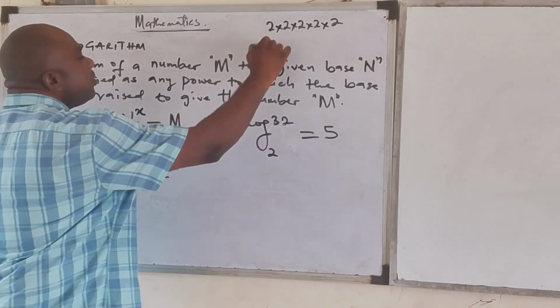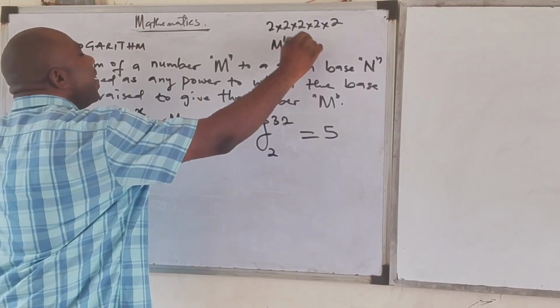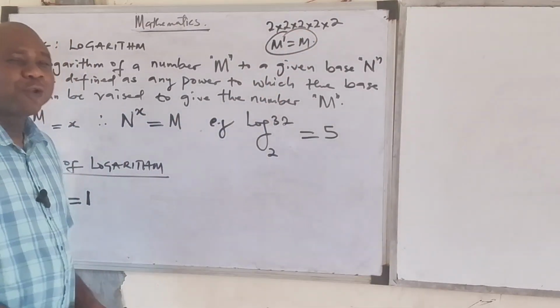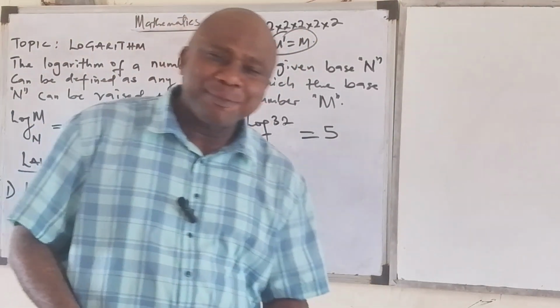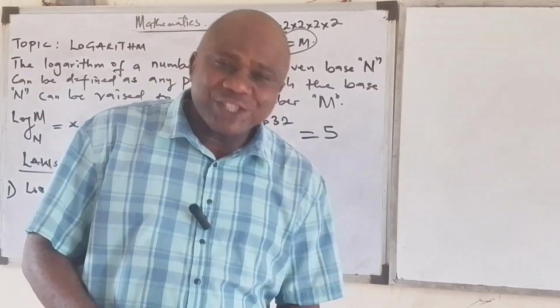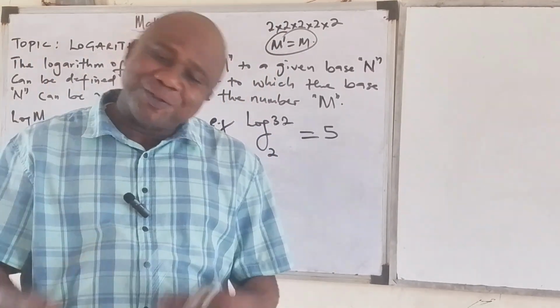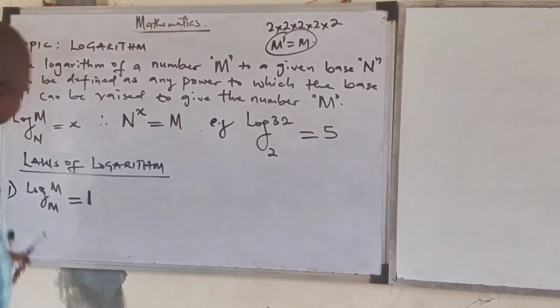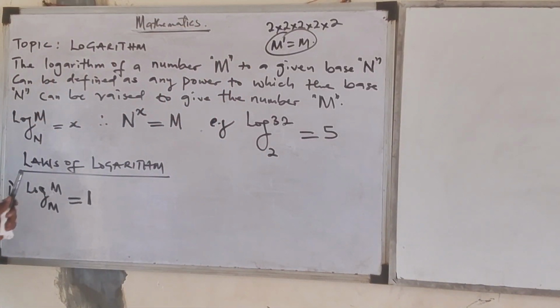Yes, m raised to the power of 1 is equal to m. And from the definition of logarithm, we said the logarithm of a number m to a given base n can be defined as any power to which the base n can be raised to give the value m. So here, m power 1 is m. So it means log m base m is equal to 1. So this is the first law of logarithm.